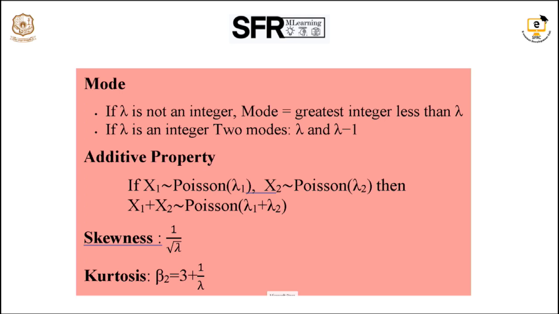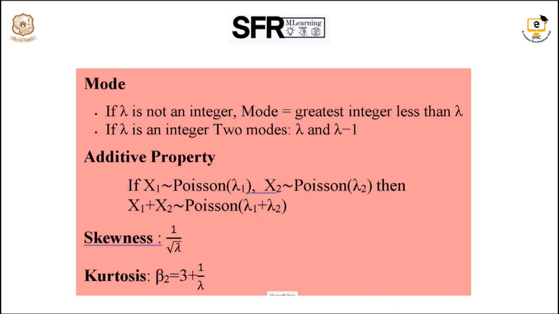The next property is mode. If lambda is not an integer, mode is equal to the greatest integer less than lambda, and if lambda is an integer, then we have two modes, lambda and lambda minus 1.